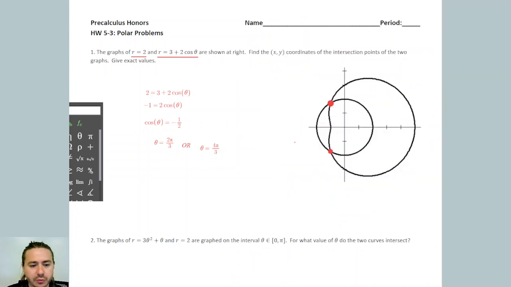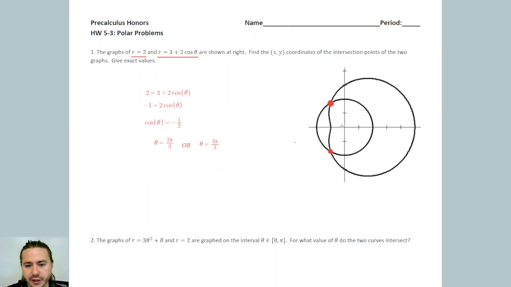And so what these two represent are the angle measures, or the terminal sides of the angle measures where the intersection falls. So in other words, like this angle right here is the 2 pi over 3, and this angle right here is the 4 pi over 3.